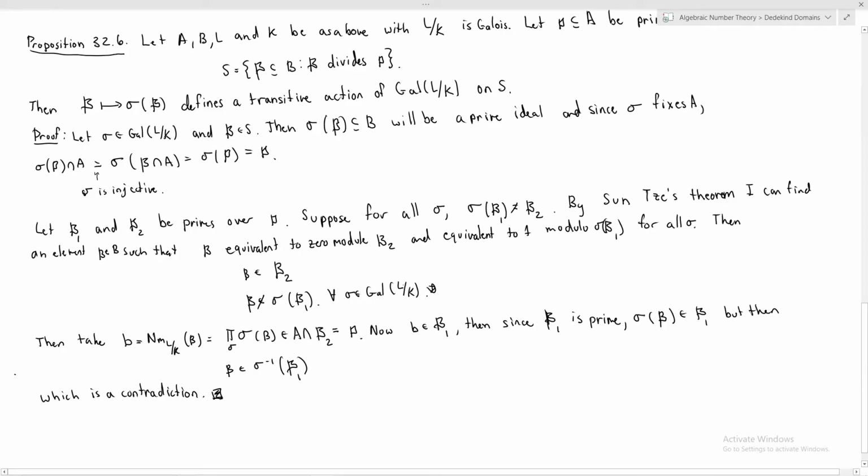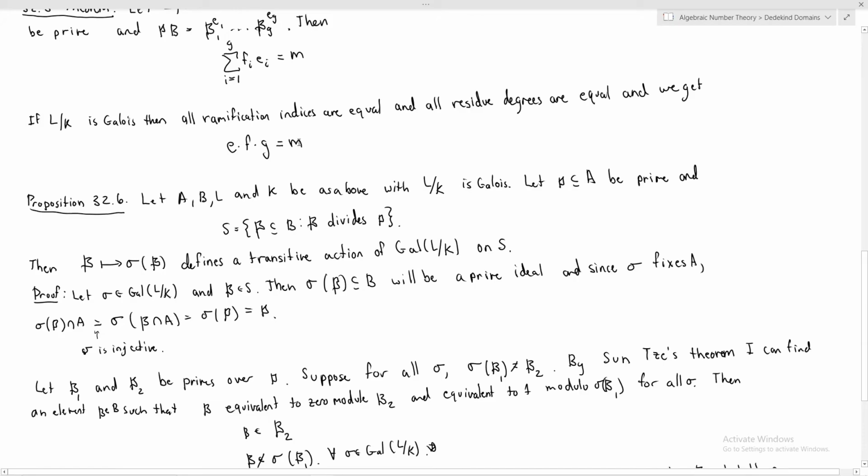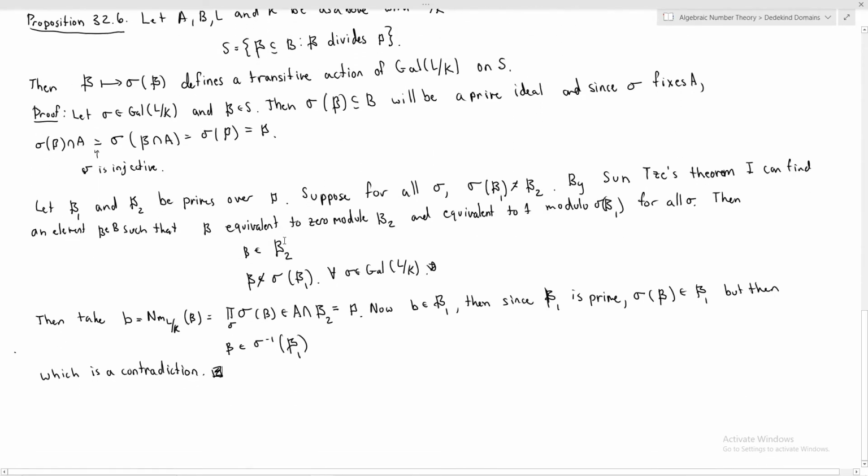So basically, the Galois group in this setting acts transitively on these prime ideals over a given prime ideal. And this is going to be useful to show that the ramification indices and the residue degrees are all equal in the Galois setting.